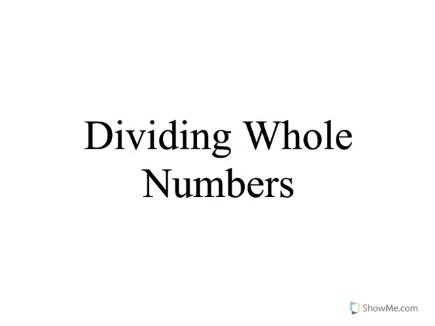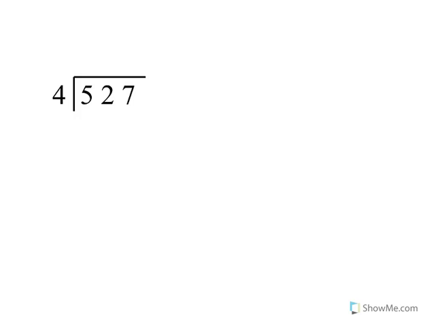Today, we're going to review dividing whole numbers. Let's start with dividing 527 by 4. We're going to look at this division problem just at the 5, not paying attention to the 27 yet. And we're going to think, how many groups of 4 can we get out of 5? And the answer is 1.